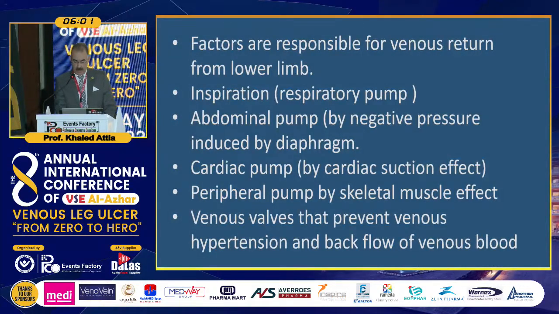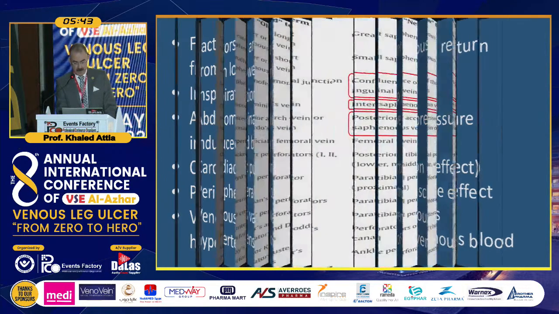Factors responsible for venous return from the lower limb: inspiration as a respiratory pump, abdominal pump by negative pressure induced by the diaphragm, cardiac pump by the cardiac suction effect, peripheral pump by skeletal muscle effect, and venous valves that prevent venous hypertension and backflow of the venous blood.